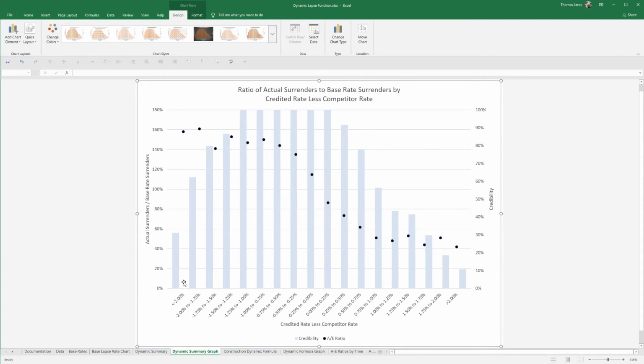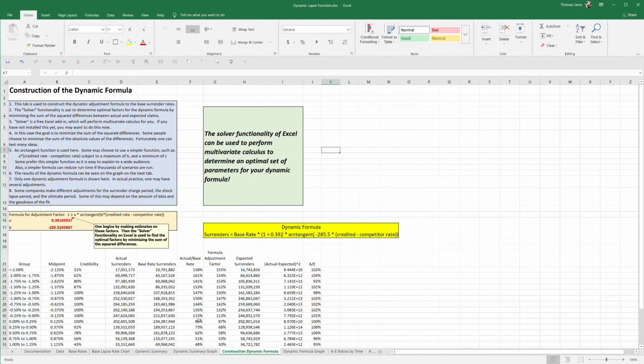I'm mapping out the credibility. Where you have low credibilities, you're not getting the nice rates that you like, but hey, that's the way it is with low credibility. And so we're going to go ahead and try to construct a dynamic formula. The dynamic formula is going to have an adjustment factor. It looks like this: 1 plus A times arctangent B times the difference between the competitor and the credited rates.